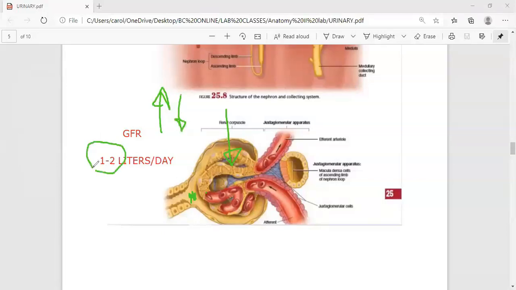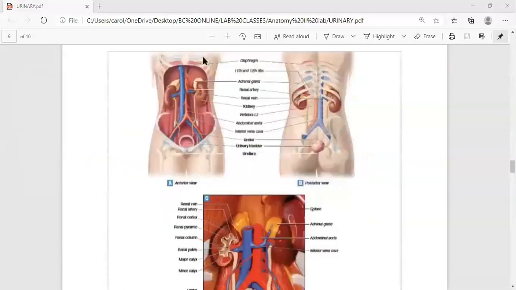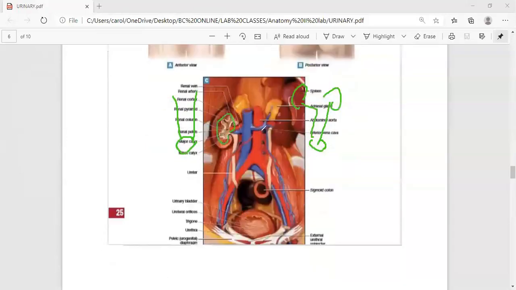One of the mechanisms we use to control the glomerular filtration rate, so it doesn't go up or down too much, is the juxtaglomerular apparatus. Now, the urine that you produce in your kidneys goes through the ureters and reaches the urinary bladder. Here you have the kidneys, and here you have the ureters going down. Eventually, they're going to reach the urinary bladder right here.